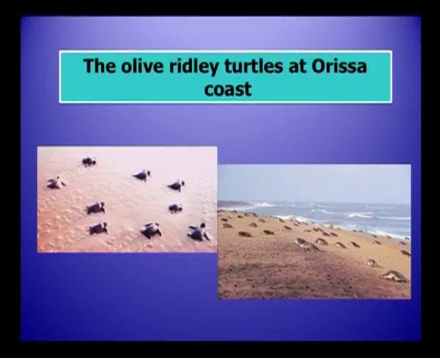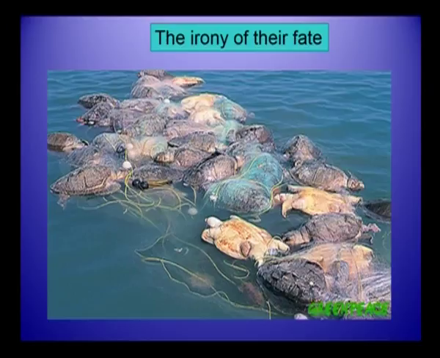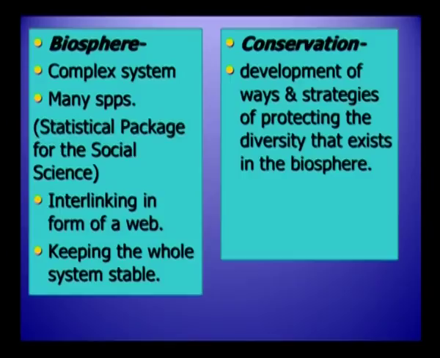We're moving on to specific cases in our country. These are the Olive Ridley turtles at the Orissa coast, which are considered a severely endangered species. A lot of things are being done to protect these species, and at the same time, this is their fate: getting caught in plastic bags on the coast of the sea, in fishing nets, and dying by the dozen.